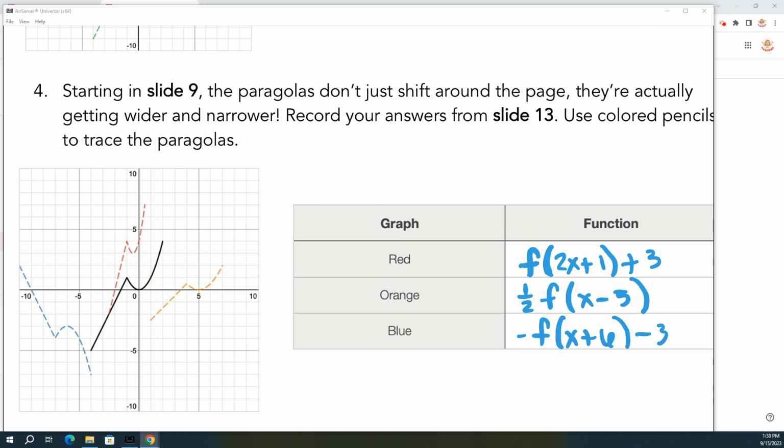Yeah, are you on slide 13? And you typed in 1/2 f of x minus 5, and it's not on top of the orange? 5? Yeah. Yeah, it doesn't look like a 5. You're right.